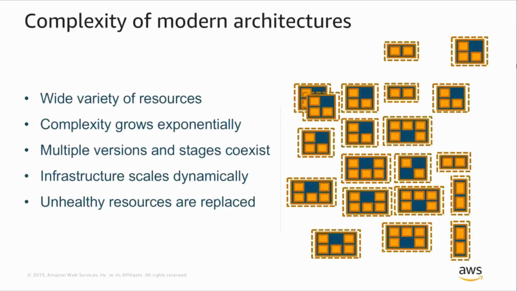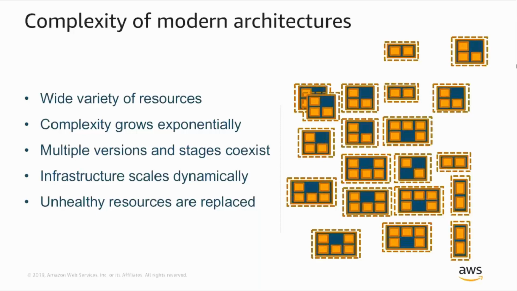Parts of this infrastructure is dynamic, so things come up and down. Sometimes your resources become unhealthy and they're being replaced dynamically. And it's very hard to tell which resources are available right now.